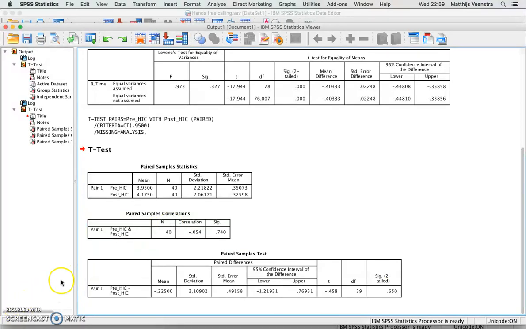Okay, that's it for the t-test. Good luck performing them.